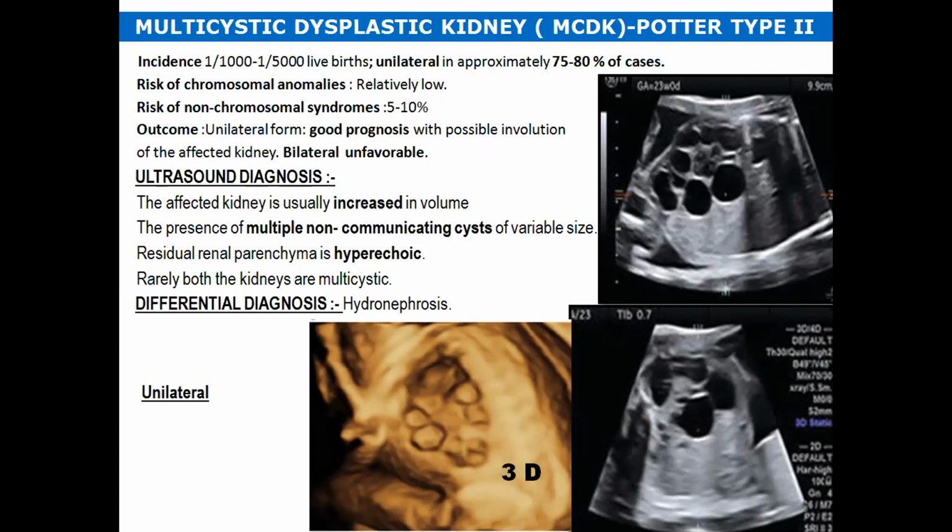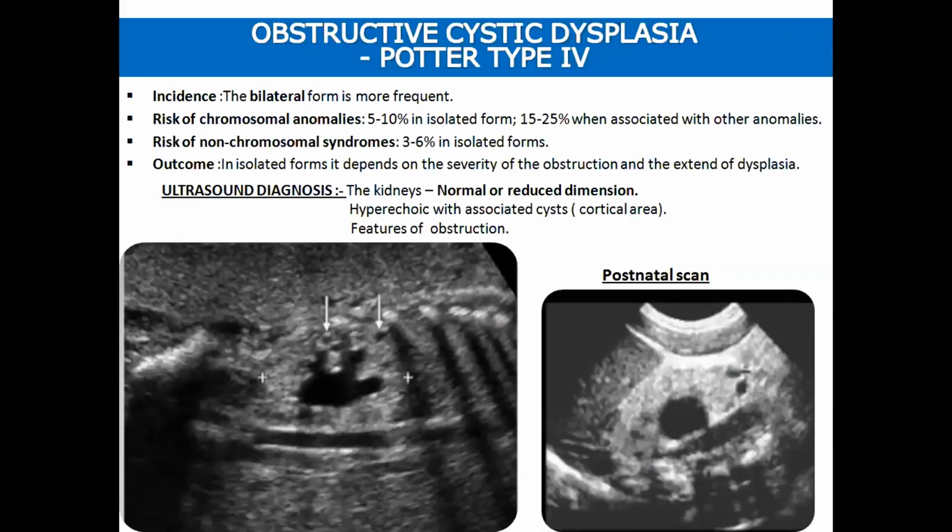Then obstructive cystic dysplasia, Potter type 4. The kidneys are normal or reduced in dimensions and hyperechoic. You are getting multiple cystic areas in the cortex, and the features of obstruction are there. The outcome in the isolated form depends on the severity of obstruction and extent of dysplasia.